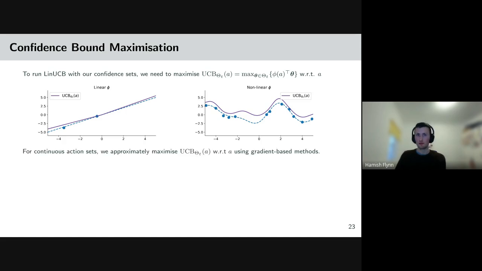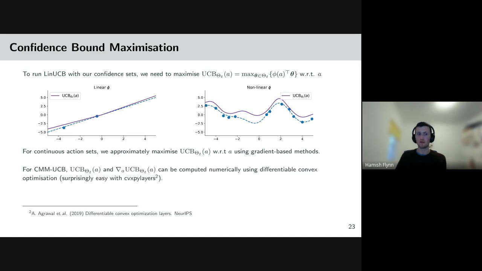So in our experiments with continuous action sets, we propose to approximately maximize the upper confidence bound with gradient-based methods. And for our double ellipsoid confidence set, or CMM UCB, we can actually compute the UCB and its gradient numerically using differentiable convex optimization methods, which is surprisingly easy to do thanks to this library, CVXPY layers.